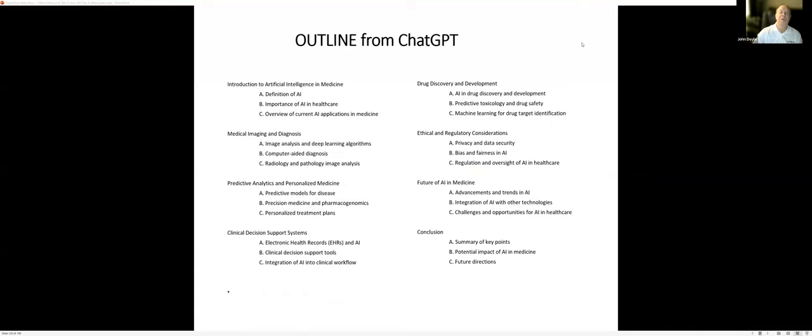Here's more stuff when I asked about artificial intelligence in medicine: definitions, its role in medical imaging, predictive analytics, clinical decision support systems, drug discovery, which I'll be commenting on in a little while, as well as things like the future of AI. So these are not necessarily what you want, but it's a pretty good starting point a lot of the time. So then I went and asked more adventurous stuff.